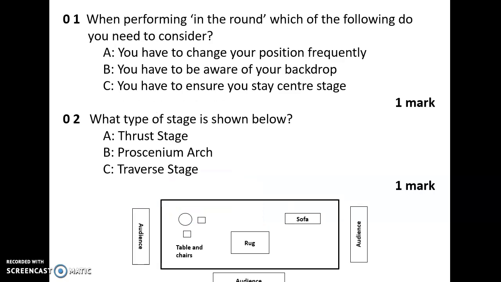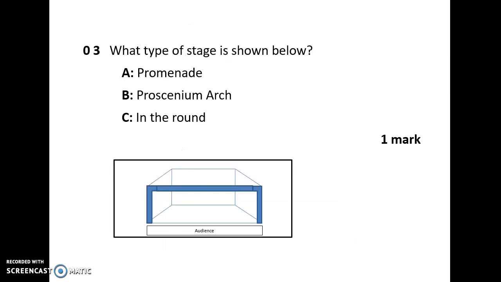Okay, so going back, number one is A. You have to change your position very frequently when you're performing in the round. Question two, that type of stage in the diagram is a thrust stage because it's got audience on all three sides of it. Question three, that is a proscenium arch stage. As you can see, the blue arch over the stage.